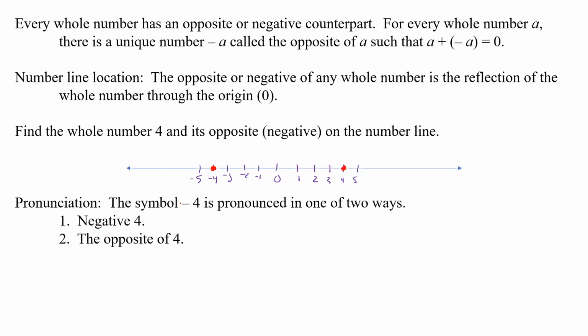And so the symbol negative 4 is pronounced in one of two ways. It's either called negative 4 or it's called the opposite of 4. Both of them are legitimate. So whatever you want to do, you can say a plus the opposite of a is equal to 0, or a plus negative a is equal to 0. Both of those are correct.